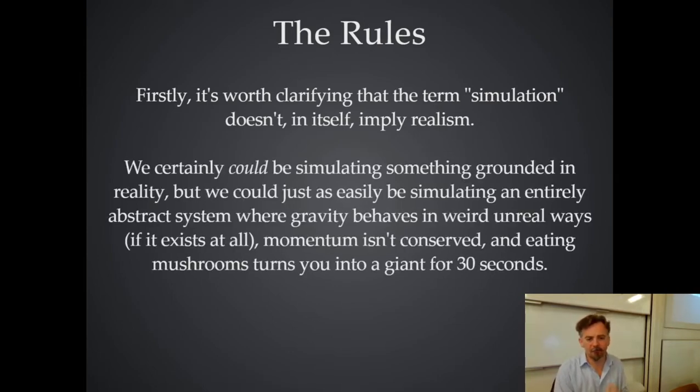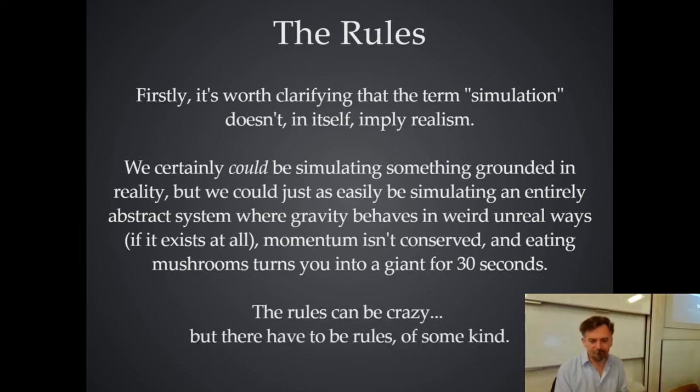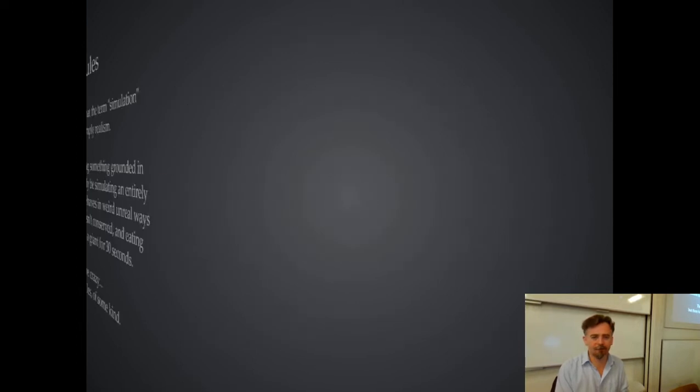For example, you could create abstract systems where gravity behaves unusually, not the way it behaves on Earth or anywhere else. It could be totally inconsistent with physics. You could violate conservation of momentum if you wanted, or you could have a world in which eating mushrooms turns you into a giant for 30 seconds instead of making you very sick, which is what they usually do. Just as long as you've got some rules.